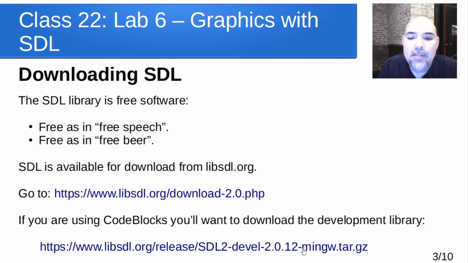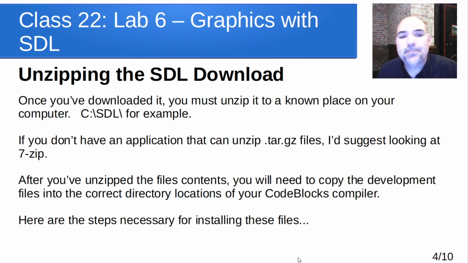So you can just download that one. This is the one that you're going to want. And then after you download that, what you're going to want to do is unzip that to some place on your machine. For example, you could put it in C:/SDL, but really what I did on mine is I just left it in the downloads directory and unzipped it there.